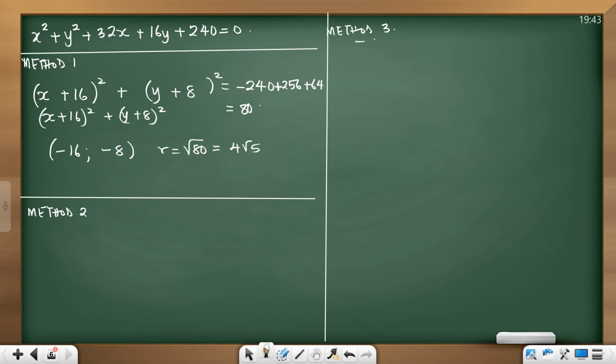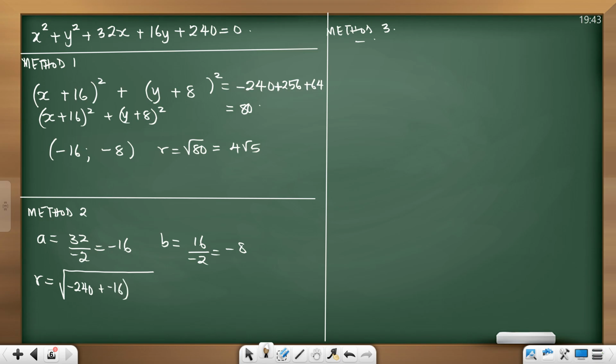Second one, coefficient of x, 32, divided by negative 2. I'm done. Negative 16. What is b? Coefficient of y, which is 16, over negative 2. What's my answer? Negative 8. Now what is r? What is my constant? Square root of negative 240 plus a squared plus b squared. We are just copying and pasting that thing there. And what's our answer straight? 4 root 5.